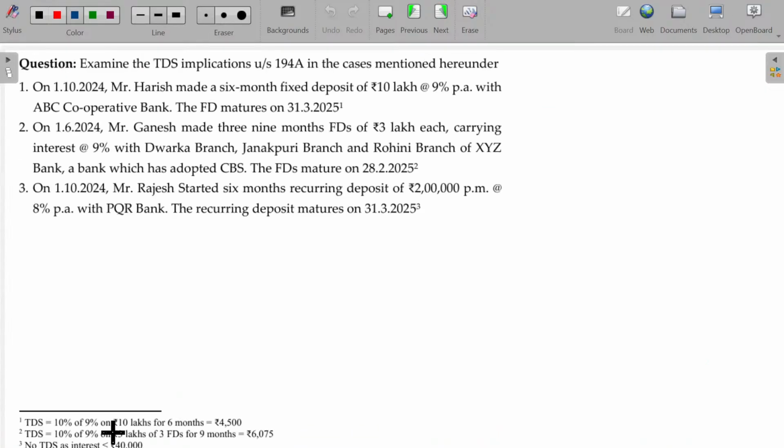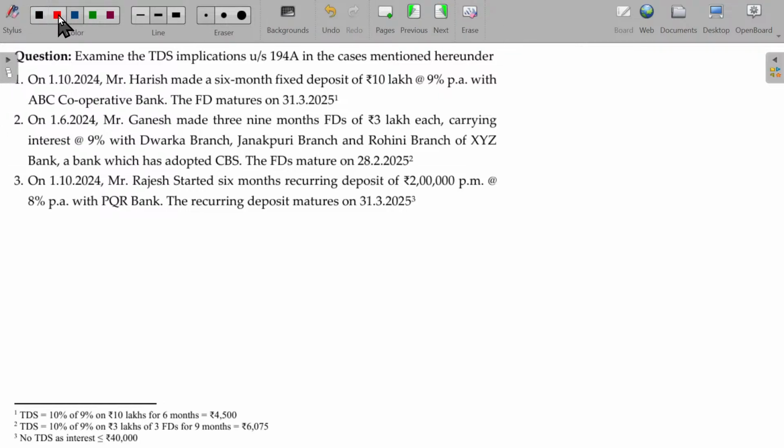Now come on, try to solve this illustration for TDS. Examine the TDS implication under section 194A. These kinds of questions you can expect in the TDS chapter. In the cases mentioned hereunder, 1.10.24, Mr. Harish made a 6 months FD of rupees 10 lakhs at the rate of 9% per annum with the ABC Cooperative Bank. The FD matures on this date.